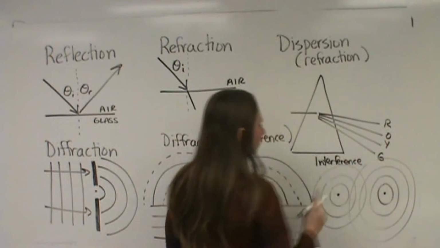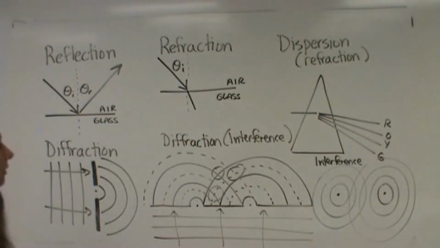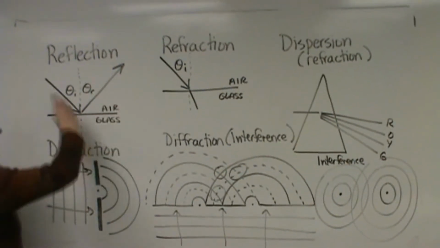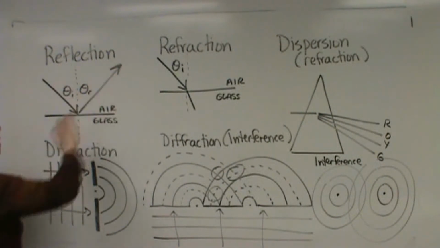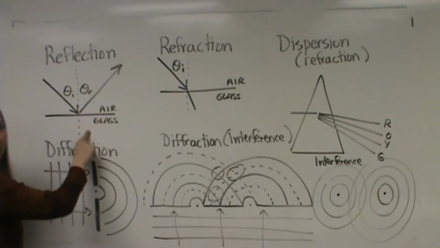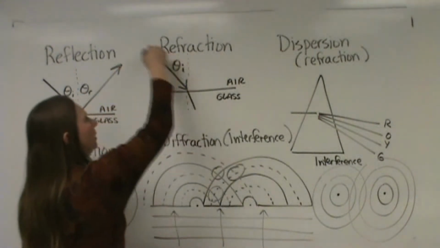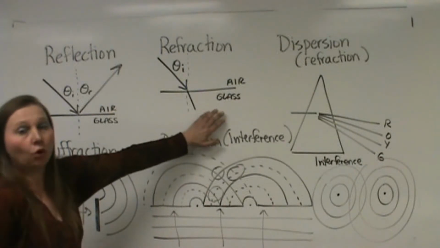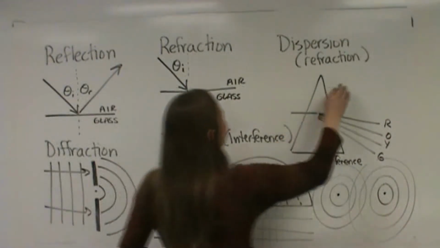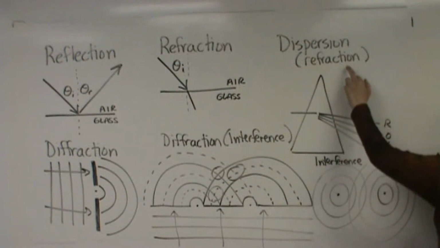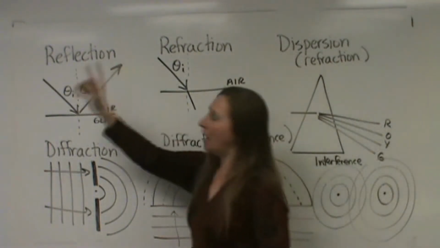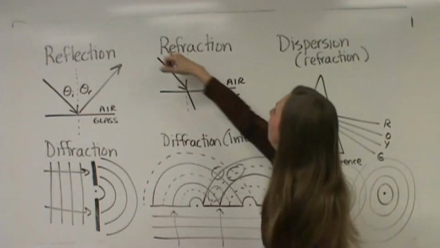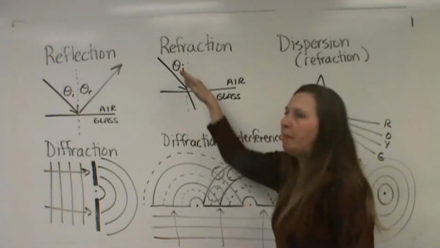Okay? So just to recap all the drawings. Reflection, boing, the wave bounces off of a surface. Refraction, the wave passes into the surface, the glass, or whatever it is. Dispersion, a form of refraction. Again, reflection is the bouncing of light, boing. Refraction is the bending of light, the bending of light when it enters a new medium.